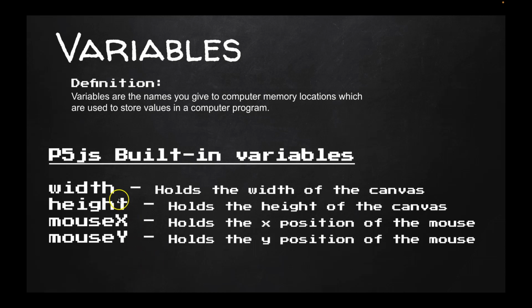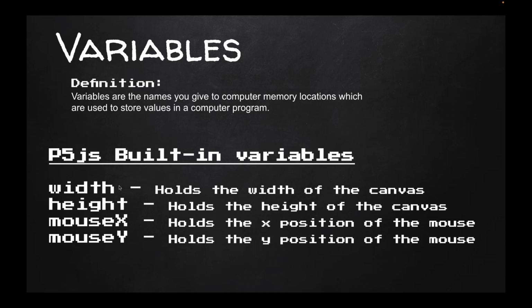Now we have played around with some variables already. You guys have already seen them. Width and height are specifically talking about the canvas size. The width can represent the very largest X that I could have on my canvas or my screen. The height can represent the very largest Y value that I could have on my screen.